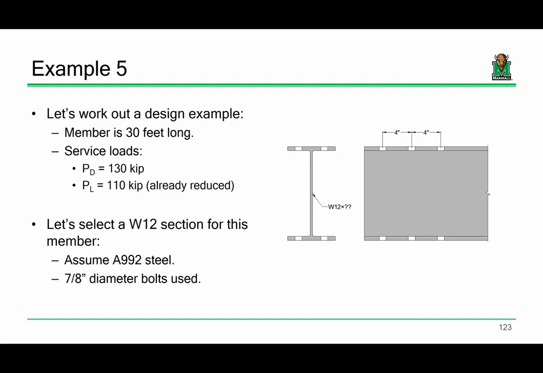So when I say design a W12, it means it's going to be a W12 by something. Again, the most economical section. Now, member's 30 foot long, got the dead loads and live loads on it. I'm assuming A992 steel. I'm going to point something out about that here in a little bit. But we're going to select the lightest W section. Remember, in design, we're going with the lightest shape.